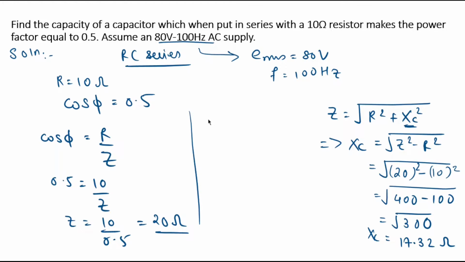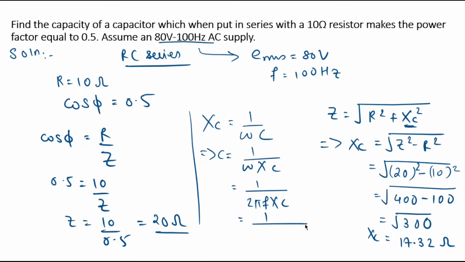Now from here we can say that XC is given by 1 upon omega C, which implies C is equal to 1 upon omega into XC. Omega is given as 2 pi f into XC. So putting all the values, we get C is equal to 1 upon 2 into 3.14 into f, which is 100, into XC, which is 17.32 ohms, and calculating this we get the capacitance, which is equal to 9.2 microfarads. Micro means 10 raised to minus 6.